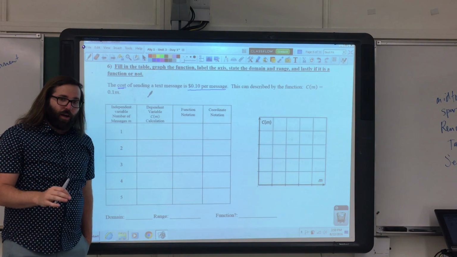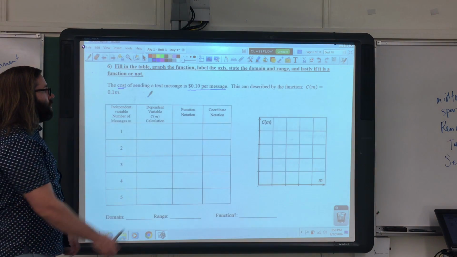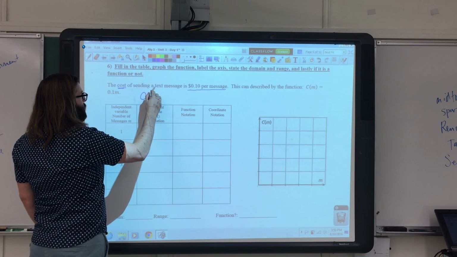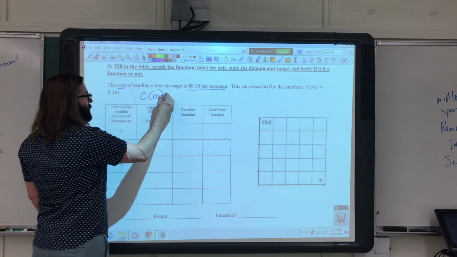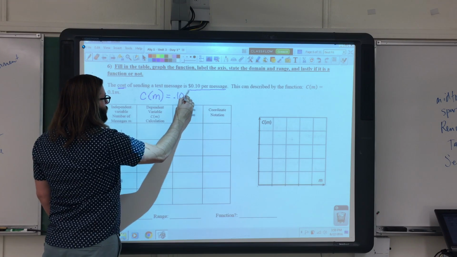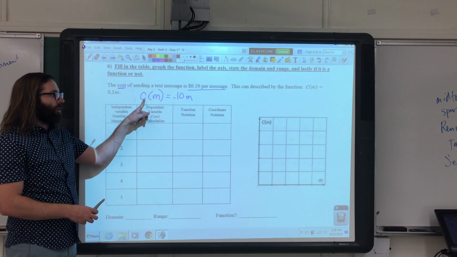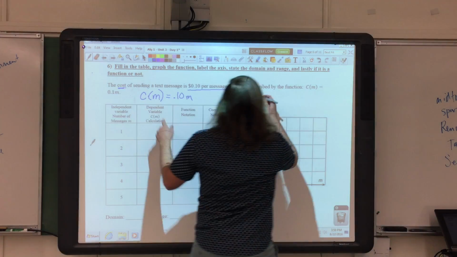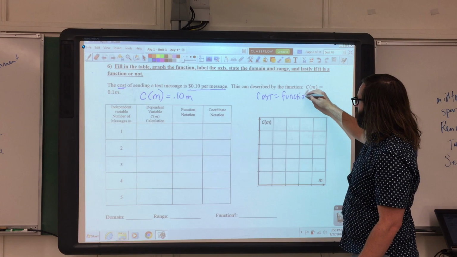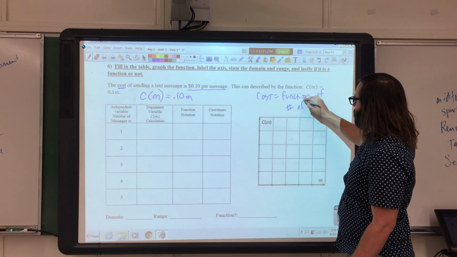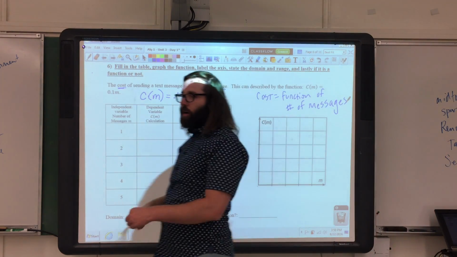Now we've done a lot of practice of taking a word problem and making an equation or an inequality or an expression, something like that. So our equation, our cost, which is a function of the number of text messages we send, is going to be equal to 0.10 times each message. So our cost is a function of the messages. If I were you, I'd write cost equals function of number of messages.